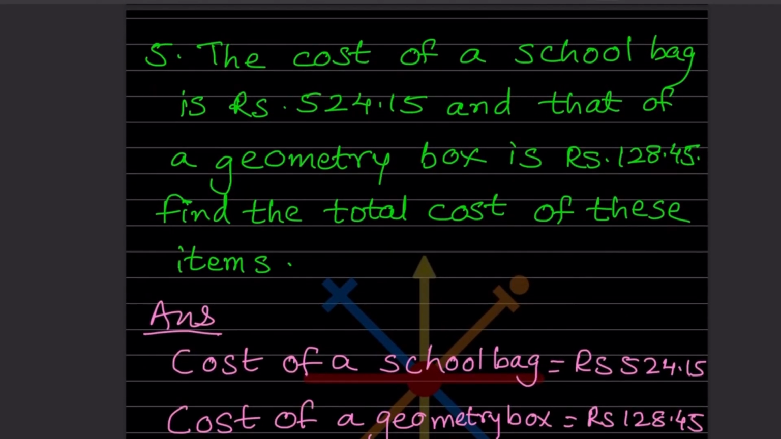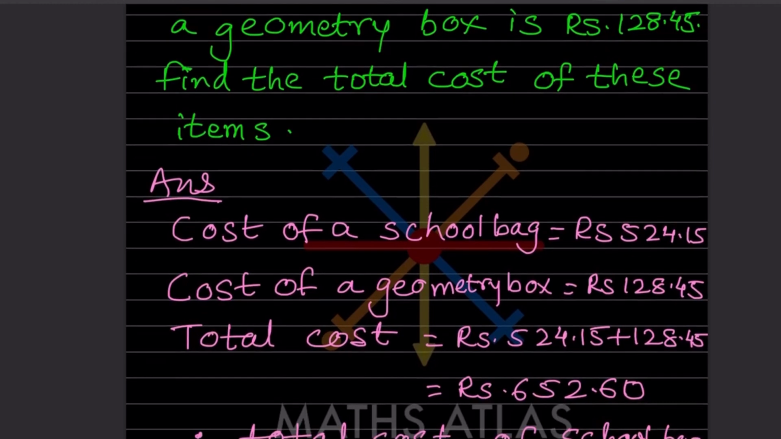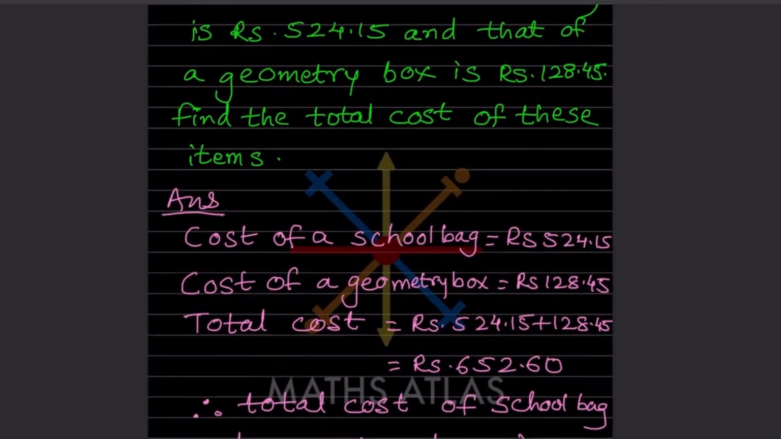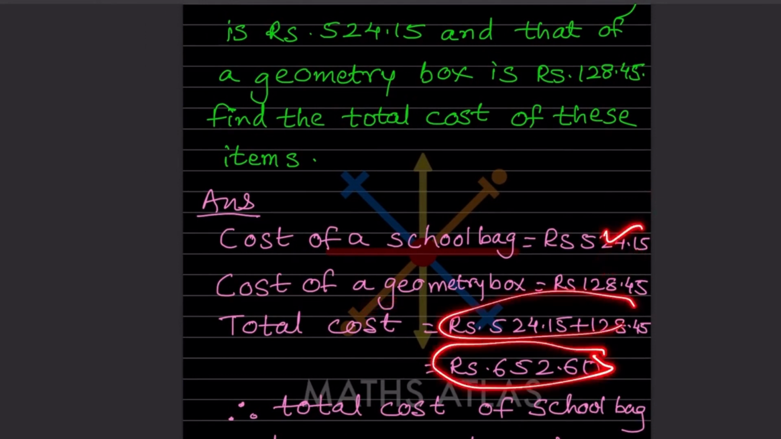Now the next question says that the cost of a school bag is rupees 524.15 and that of a geometry box is 128.45. Find the total cost. Total cost means we are going to add. Because it is a word problem, we first have to write the statement. Cost of a school bag is this. Cost of a geometry box is this. So total cost will be this plus this. So you are going to add it. You don't need an explanation here to show you how to add it.